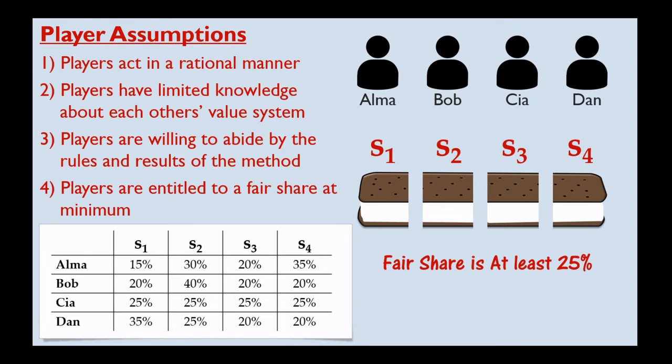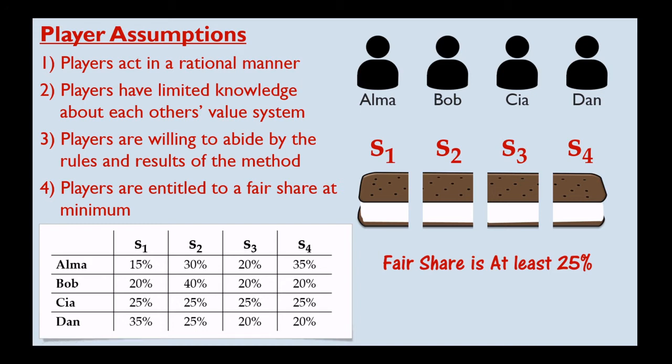Assumption number four is that players are entitled to a fair share at minimum. So for example, let's say we divide the shares amongst the players, and at the end, let's say Dan gets the second piece, the second share. Well, that's considered fair because in Dan's view, he received a fair share because a fair share is at least 25%. Even though Dan views the first share as being more, it would be fair if he got the second share.